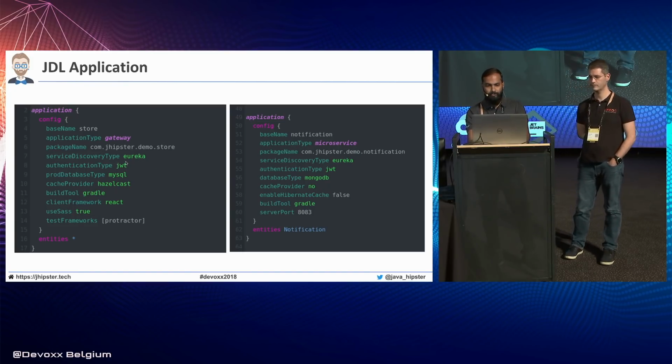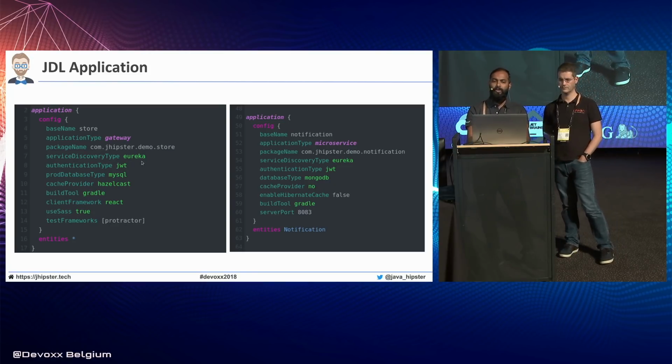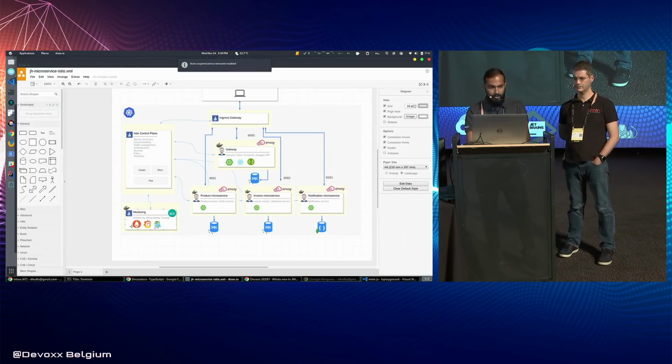And for the sample, they say that they have Eureka, but I'm not going to use Eureka. I'm going to use Istio for that.